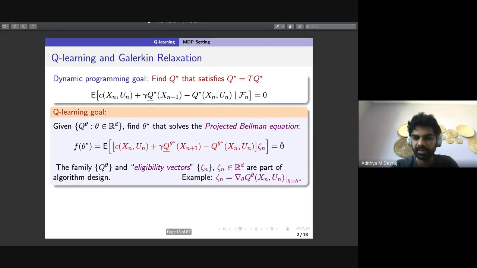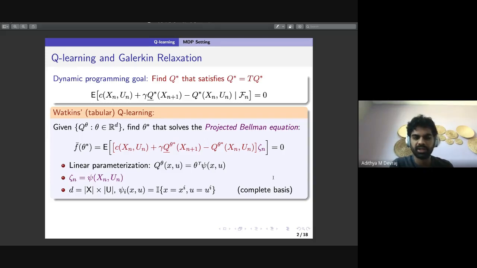A very popular example of this eligibility trace is you let zeta n to denote the gradient of this function q theta at theta is equal to theta star. And this is basically what you do in, for example, DQN, wherein you have a target network that defines this part of the q function over here, and an online network that defines the q function over here. And when you take the gradient of this Bellman error square, you essentially end up taking the gradient only with respect to the second Q function, and you get something like this. It becomes a root finding problem of this sort. Okay?